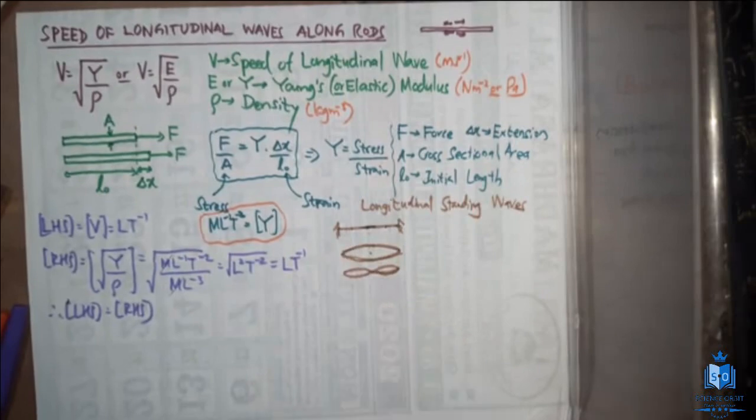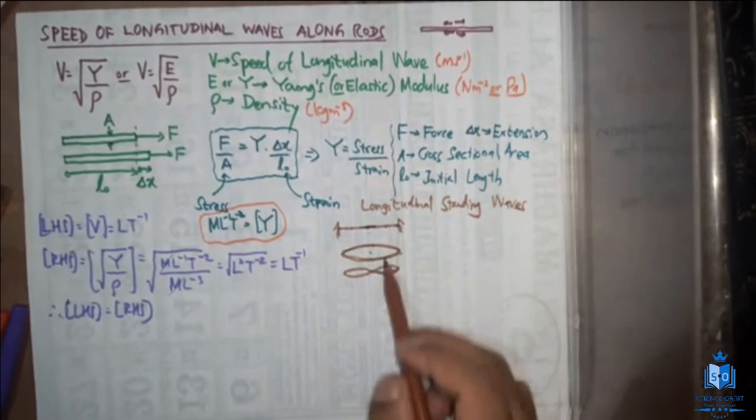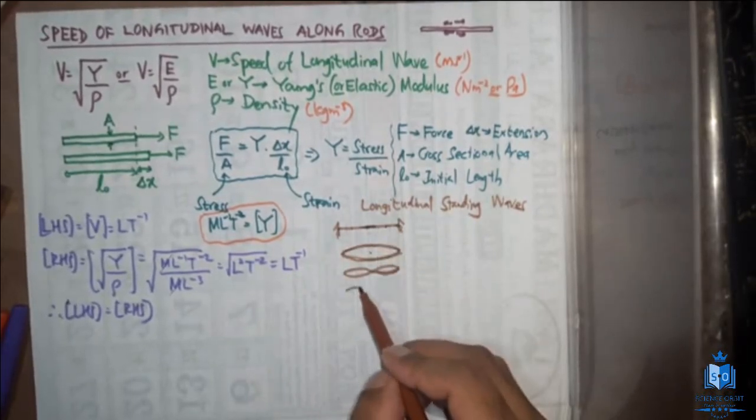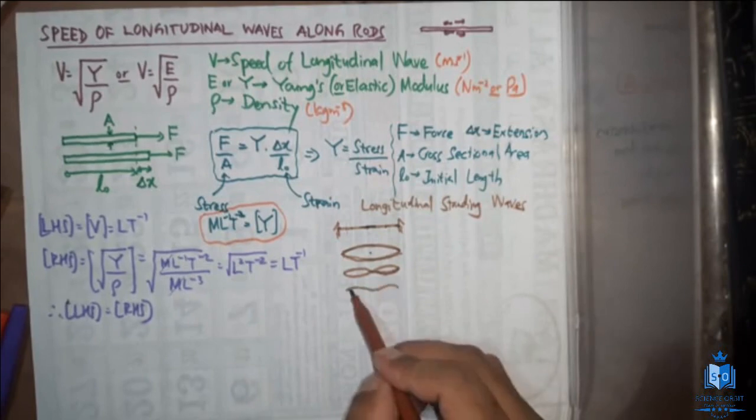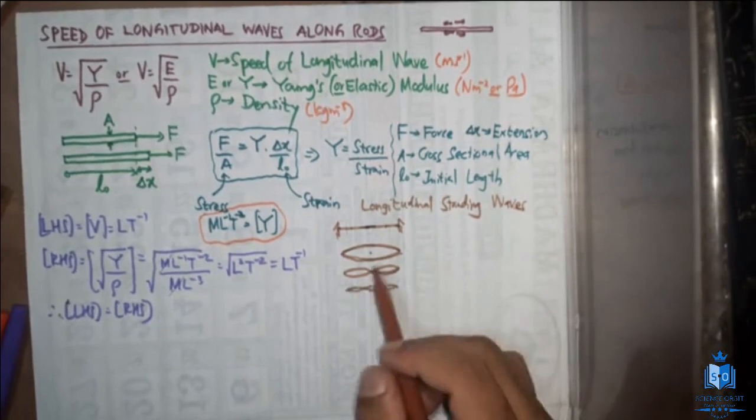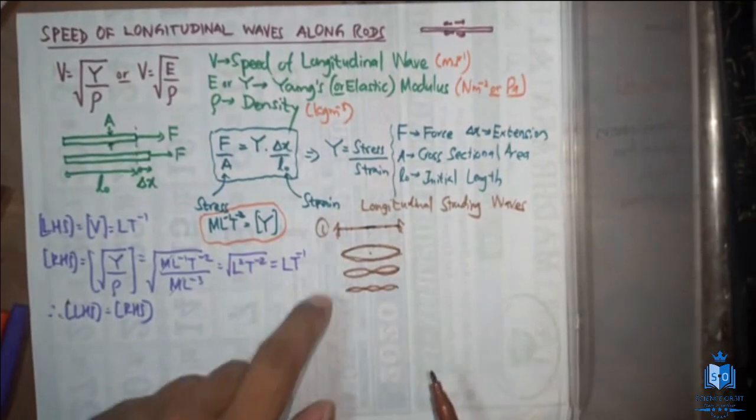This particle and this particle are not oscillating at all. Now this is the same type of wave pattern, we have already discussed it 3-4 times, so we don't have to repeat it. Let's forget about this. This is the first case, how you can fix a rod.